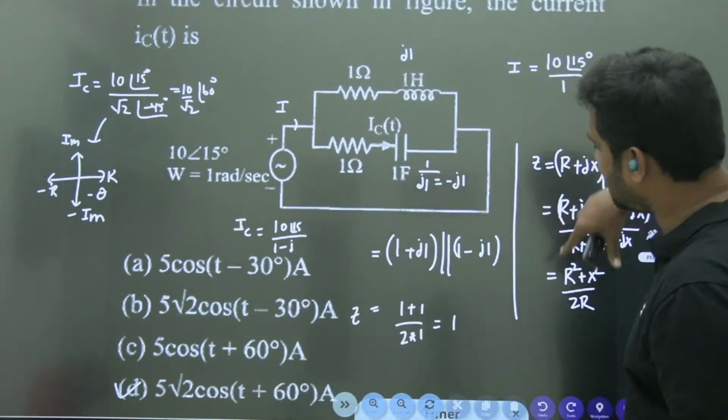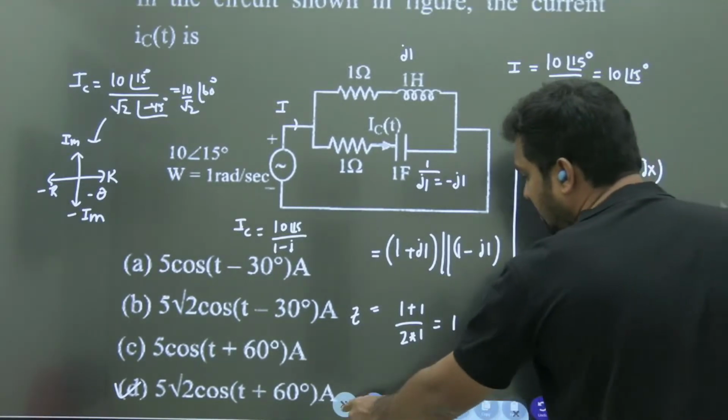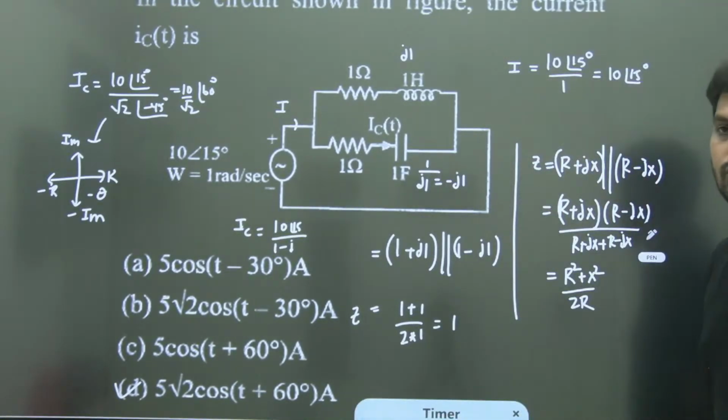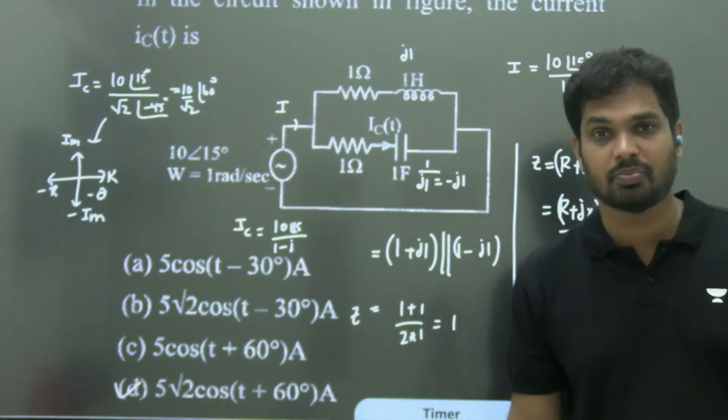नहीं तो ऐसा भी कर सकते हैं. You remember this, whenever this kind of condition occurs, it always helps you in the examination. R square plus X square by 2R, when you have R plus jX parallel with R minus jX. Okay. चलो.